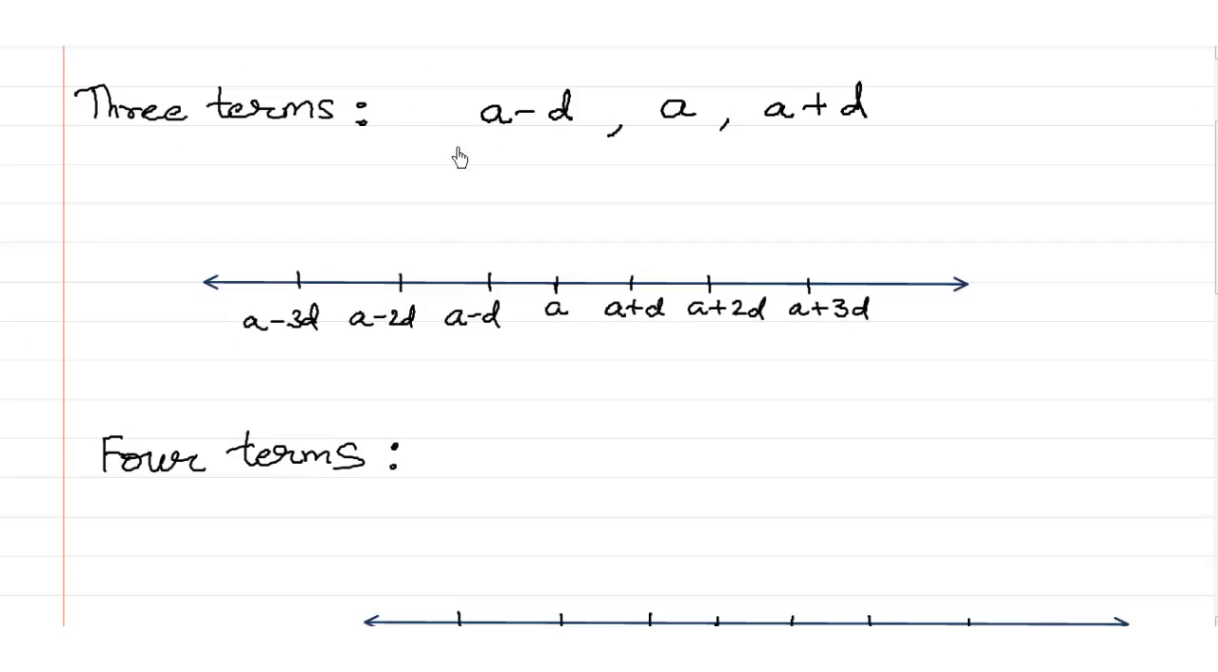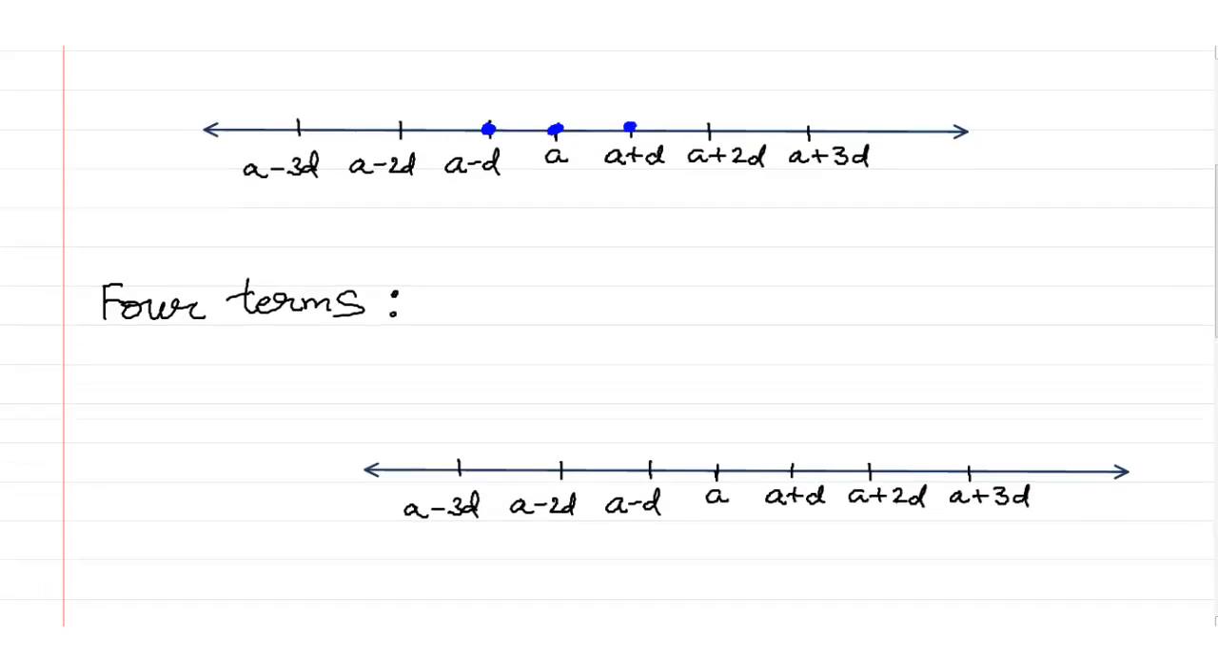So the three consecutive terms of an AP are A minus D, A, and A plus D. In order to understand this, let A be the center of these three terms. Then A minus D and A plus D are well placed around the center. So if A is on the line of symmetry, A minus D and A plus D are on the opposite sides of symmetry. So these are the three terms of an AP.